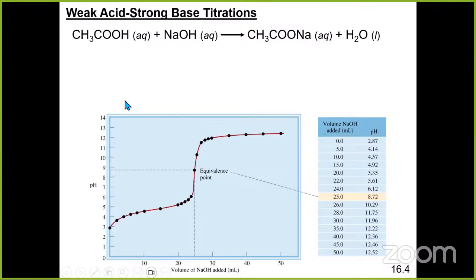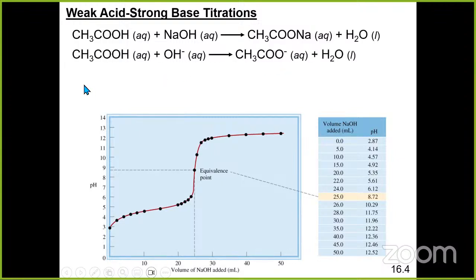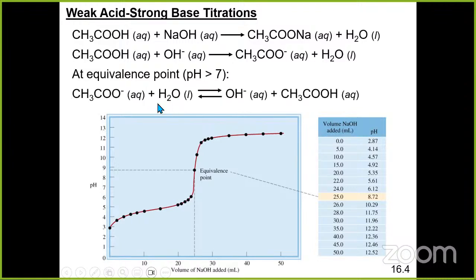And again, this is something you should understand as to the reason why, based on what we talked about earlier. Here is a reaction between the weak acid, which is acetic acid, and sodium hydroxide, which is a strong base. The salt that is produced is sodium acetate, and the sodium acetate itself will form the acetate ion in solution. The acetate ion in the solution will react with water to form hydroxide ions and acetic acid.